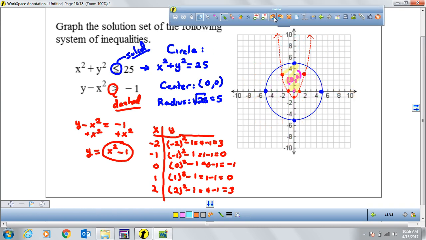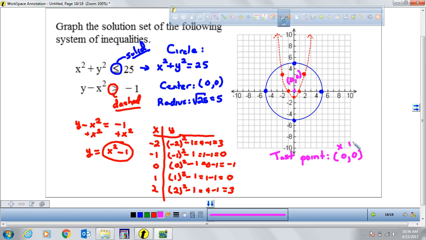So first of all, we're going to test that yellow region by using the 0, 0 as usual. Okay, so I'm going to put test point. It's going to be 0, 0. So x is 0 and y is 0. So we're going to go to both inequalities here, and we're going to substitute the x with the 0 and the y with the 0. That was my test point.